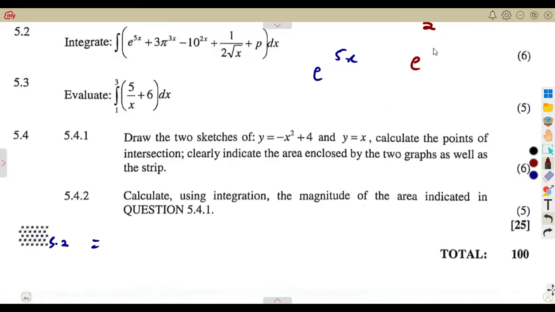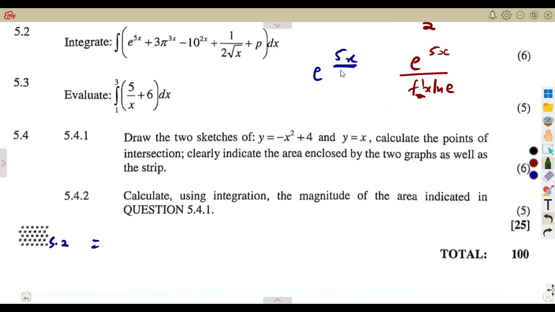So it's going to be e to the exponent of 5x divided by its derivative. So we're going to need its derivative. You divide by that, so in this case it is going to be a 5, and multiply by the ln of that base, which is e, and the ln of e is 1.